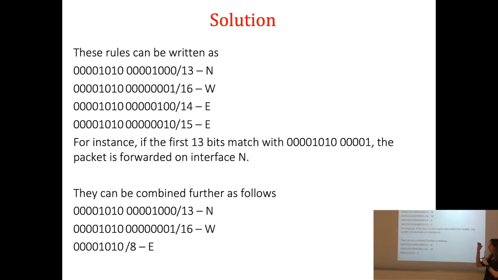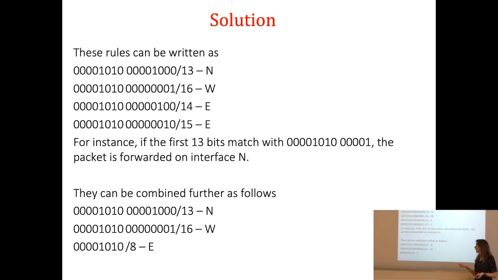So this is a simpler way of looking at these addresses, but we can do a bit more. This one we cannot really change. This one also we cannot. But we see that there are two addresses that go to the Eastern interface. So maybe we can look at a way to aggregate them together into one single rule.